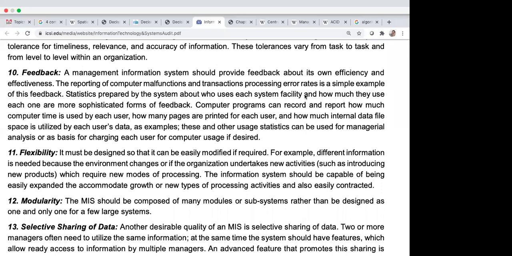So basically TPS and EIS are unstructured ones? No.